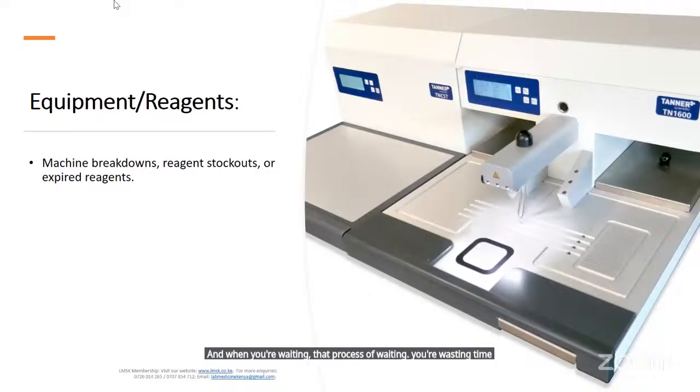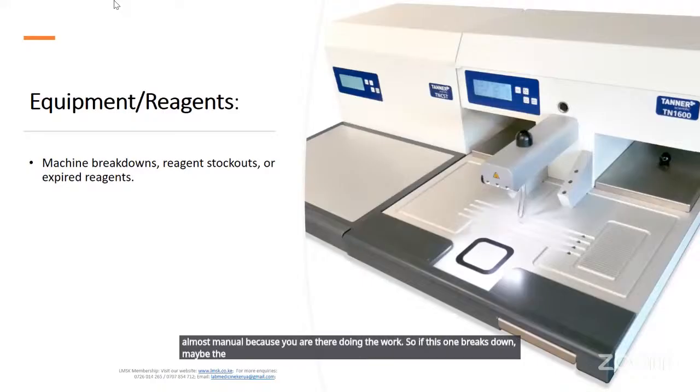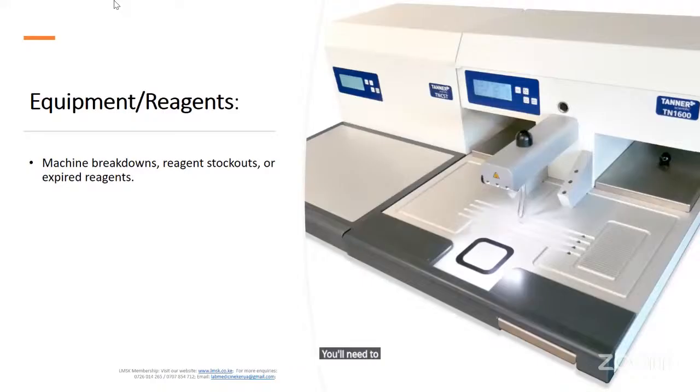If your blocking station breaks down like the one that is here, because it's a blocking station, it's almost manual since you are there doing the work. So if this one breaks down, maybe the wax is not able to melt, you'll need to wait as an engineer comes. The other way is to start having heated wax in a bath, and then trying to get a plate that you'll be using while this machine is being repaired. So you see that hassle will always affect your TAT.